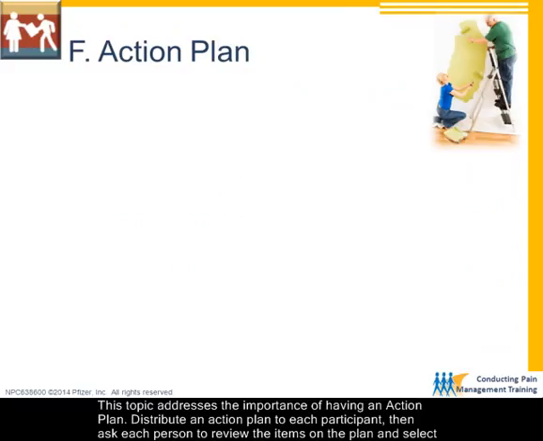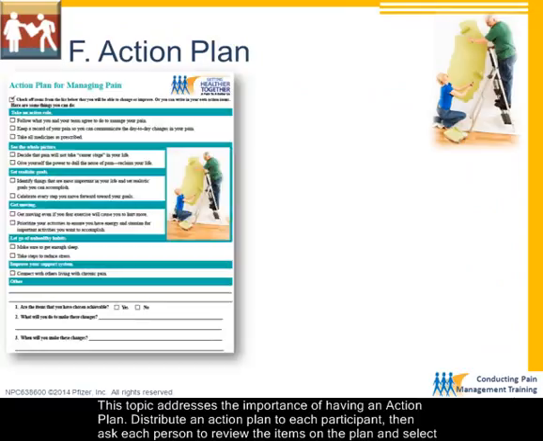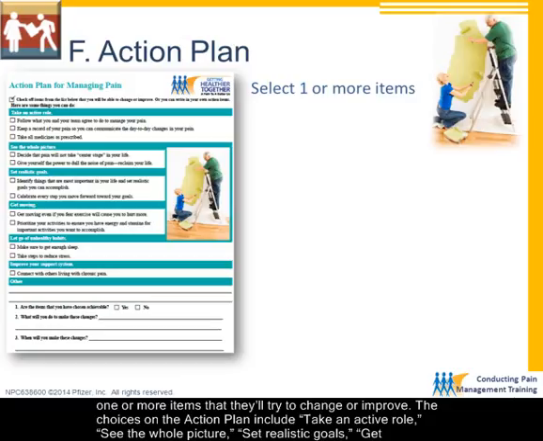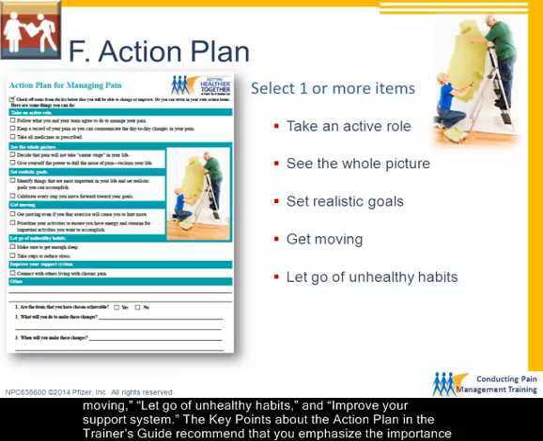This topic addresses the importance of having an action plan. Distribute an action plan to each participant, then ask each person to review the items on the plan and select one or more items that they'll try to change or improve. The choices on the action plan include take an active role, see the whole picture, set realistic goals, get moving, let go of unhealthy habits, and improve your support system.